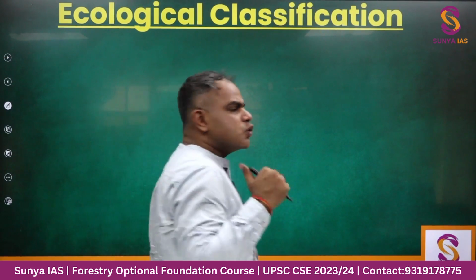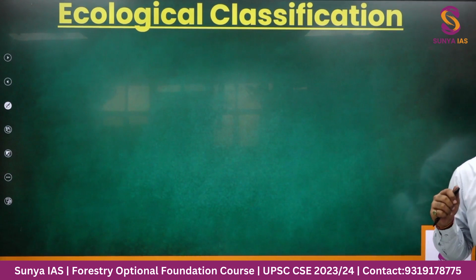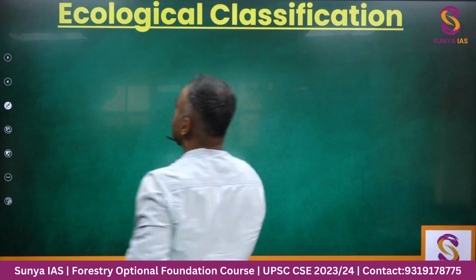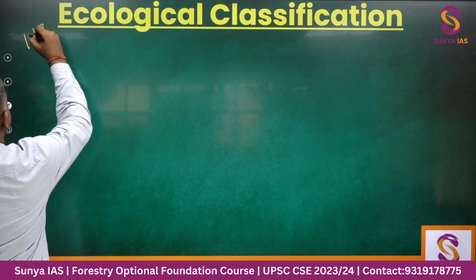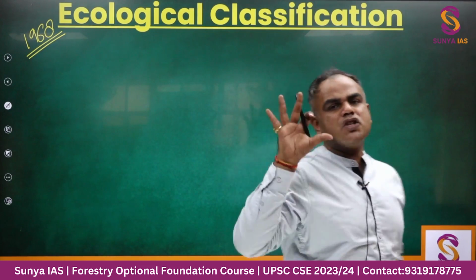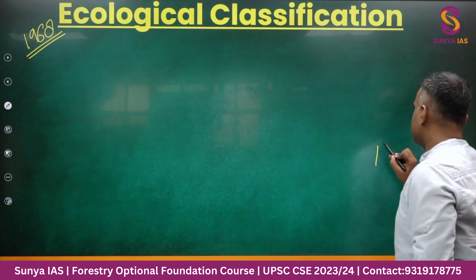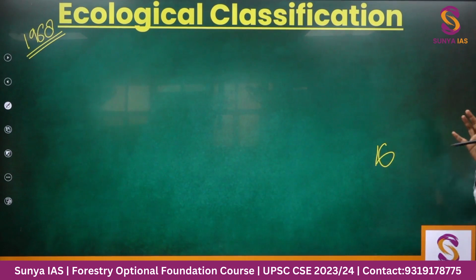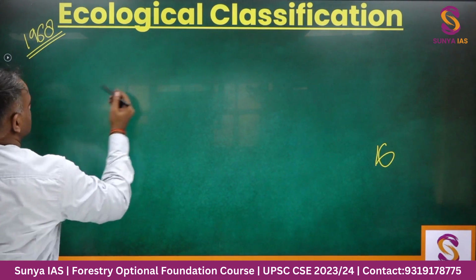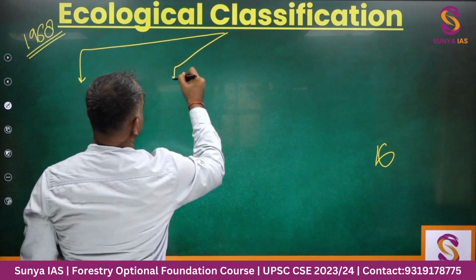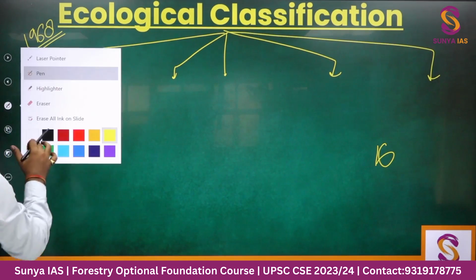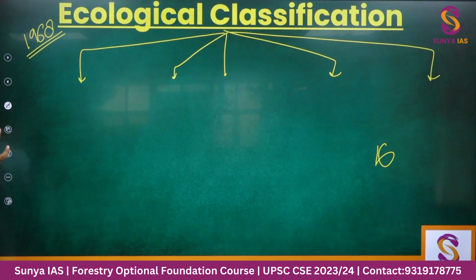Now, you also have an ecological classification of forests. Of course, we'll talk about the Champion and Seth classification, which was given in the year 1968. The Champion and Seth classification basically talks about 5 major groups, which in themselves also have a total of 16 types. Here itself, please write along as I write it. In that way, I am pretty sure you will be able to remember it. Fine. So very easily we can write this as 1, 2, 3, 4 and 5. You can also get a direct question on this part, so I don't want you to miss out on this.